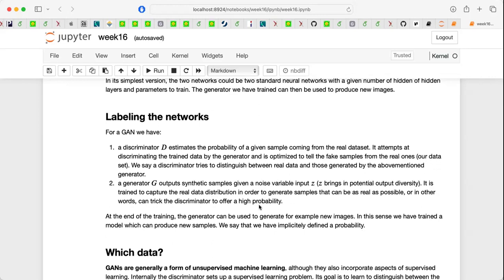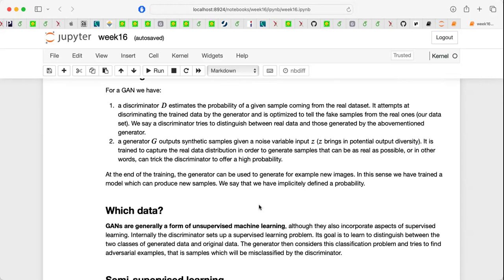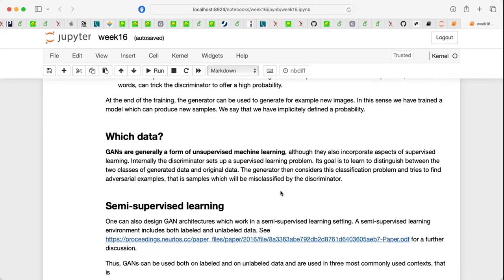And it is trained to capture the real data distribution in order to generate samples that can be as real as possible. And that's why the generator, when things have been trained, can be seen as a way to determine new images, and implicitly then to have a function which mimics a probability distribution. So at the end of the training, the generator can be used to generate, for example, new images. So in this sense, we have trained a model which can produce new samples, and we have implicitly defined a probability distribution.